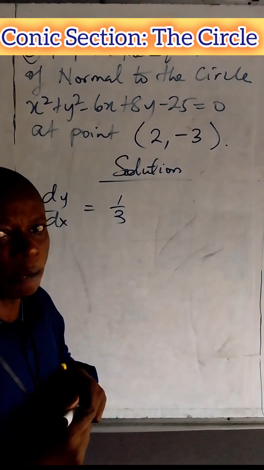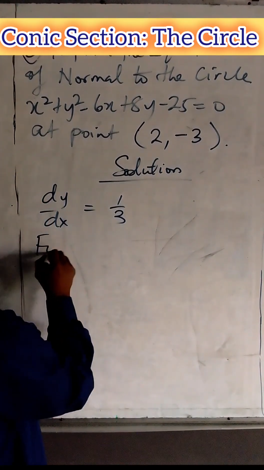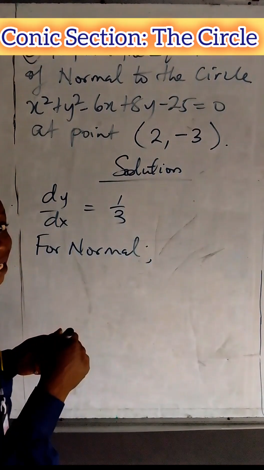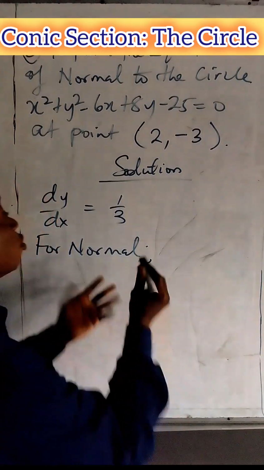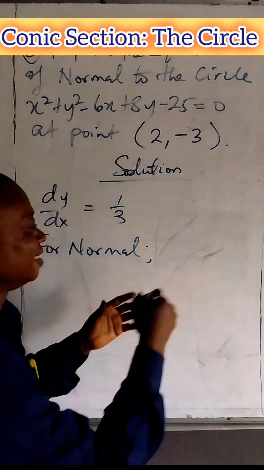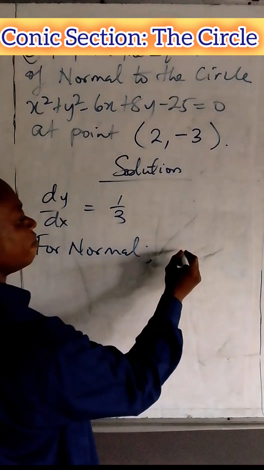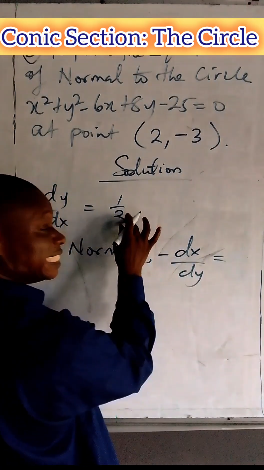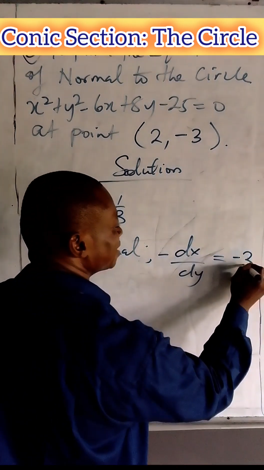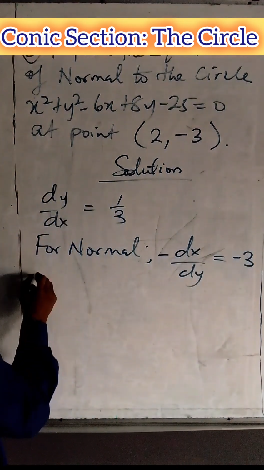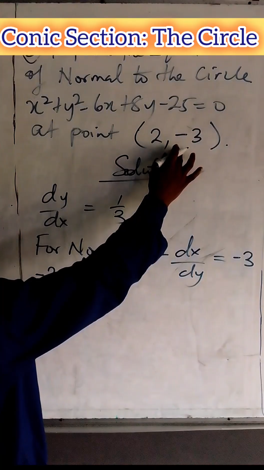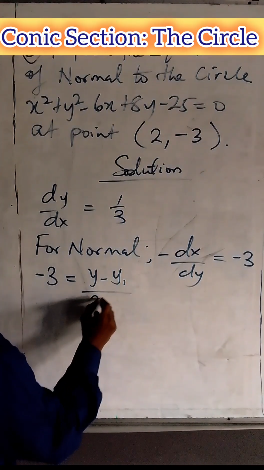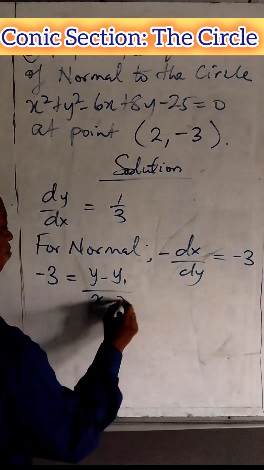Then for the normal, the normal is the same thing as the perpendicular line, the gradient of a perpendicular line. So this will take up the negative reciprocal. For the normal, we have minus dx over dy, which will give us the negative reciprocal of this, and that is minus 3. And that minus 3 will be joined with this point because it passes through this point. y minus y1 over x minus x1.